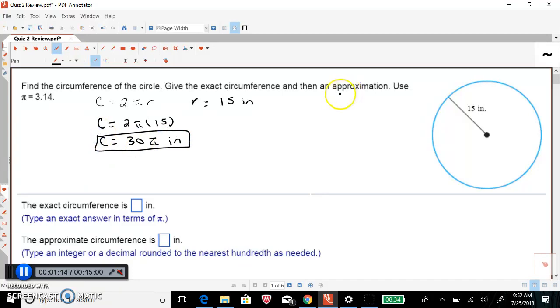Now it says for the approximation to use pi as equaling 3.14. So I can go directly from there to find my approximation by replacing pi with 3.14. And then when I multiply that out, I end up with 94.2 inches.